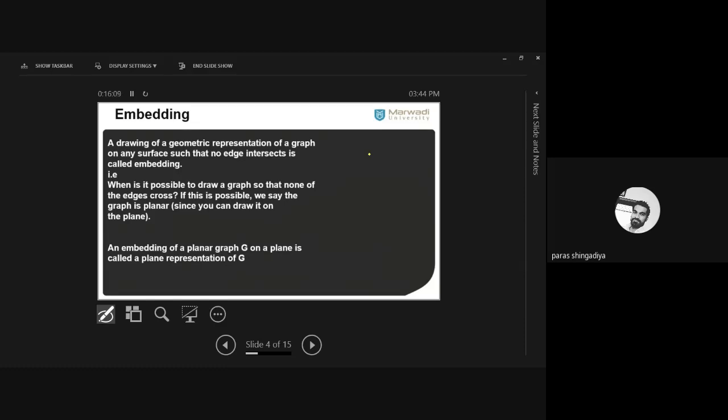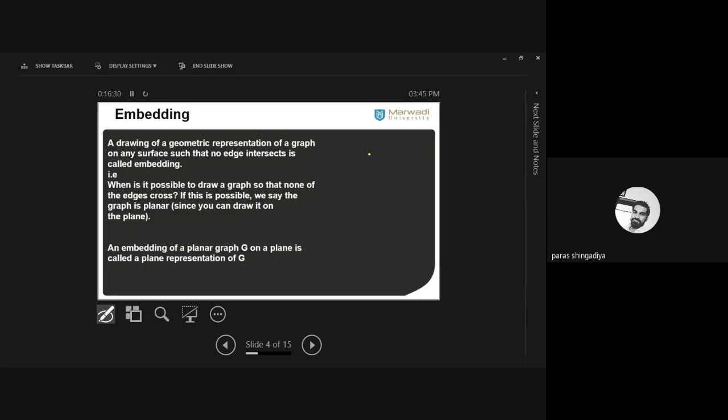To the surface, on any surface, such that no two edges intersect, meaning no cross. That is called the graph embedding. Drawing of a graph representation means the graph is already given, and you have to redraw it in such a way that no two edges intersect or cross at any place.